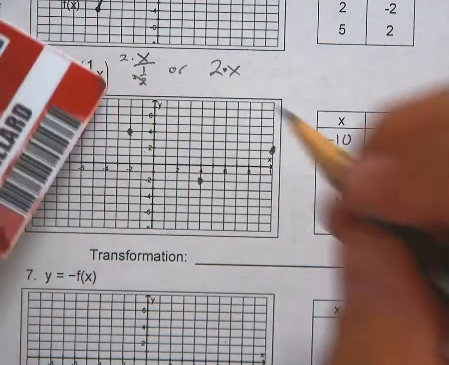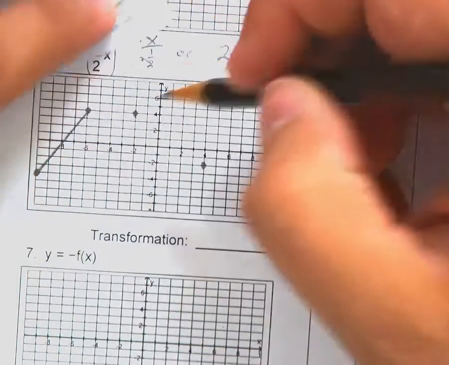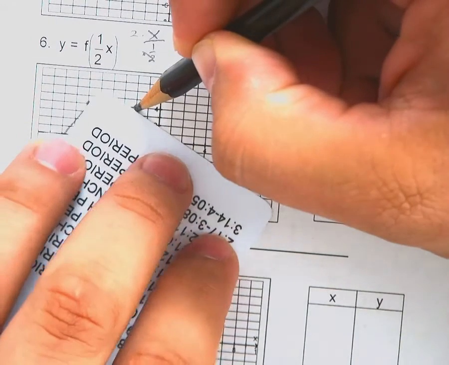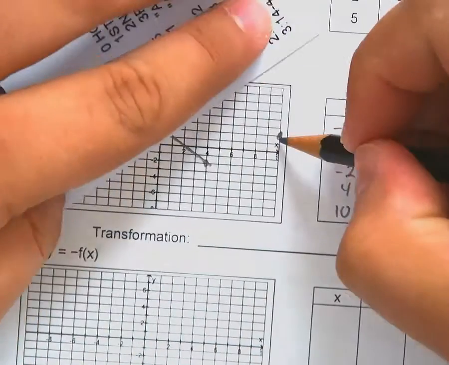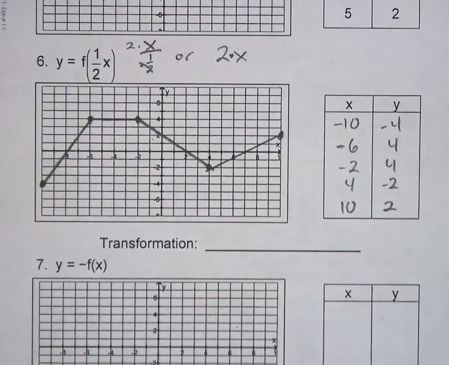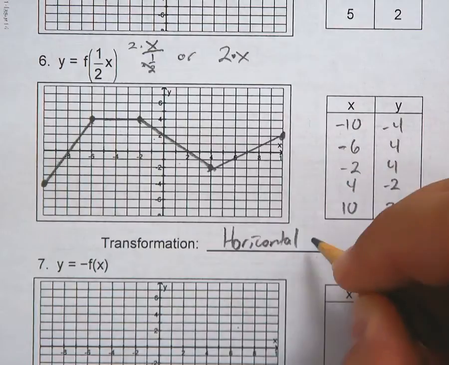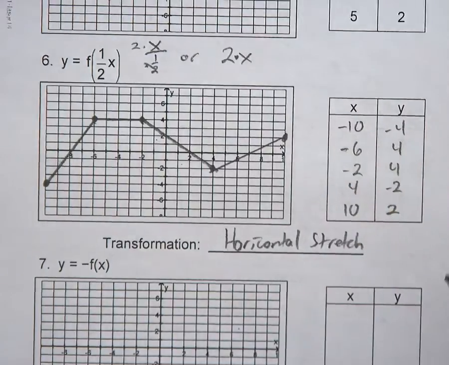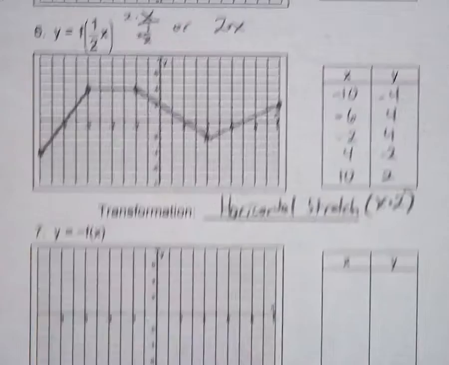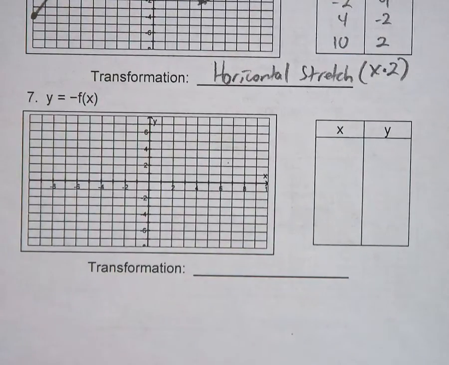So what happened to this graph? We have taken it and we have stretched it horizontally. Hopefully you can see that. This has been a horizontal stretch. Right? So I'm going to write that down here. Horizontal stretch. Or think of it as x times 2. Again, if you need to pause, rewind, please do so. Feel free, go back.